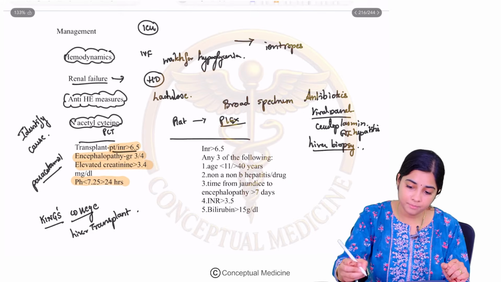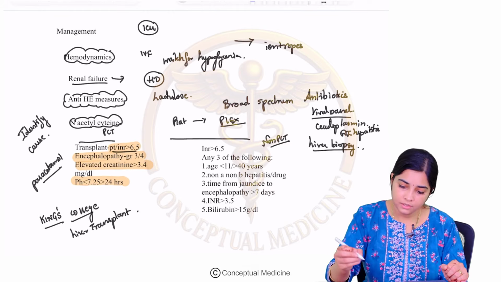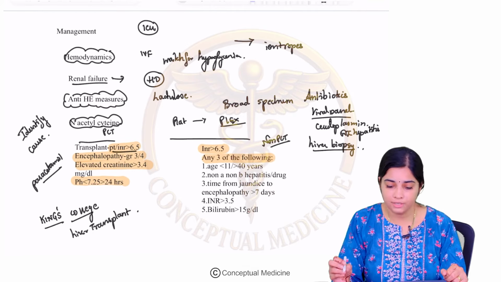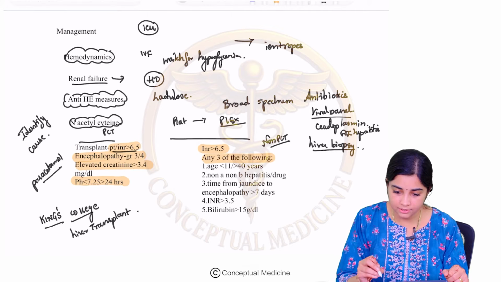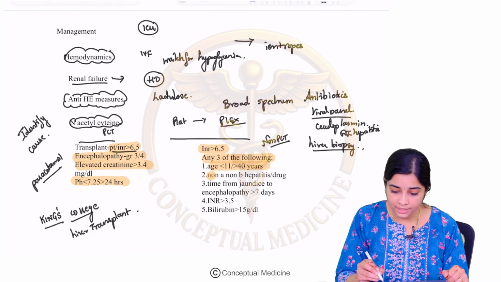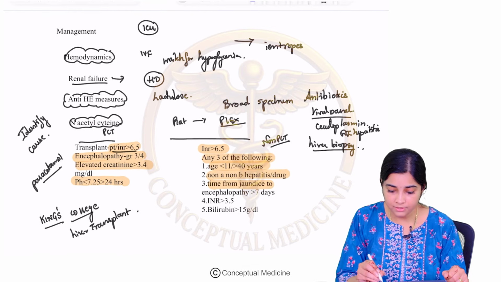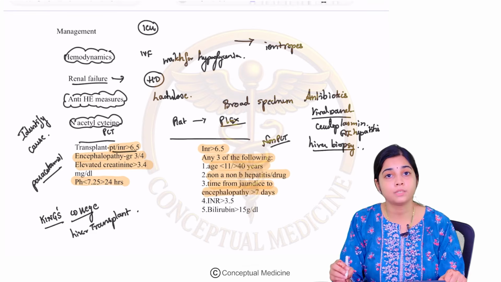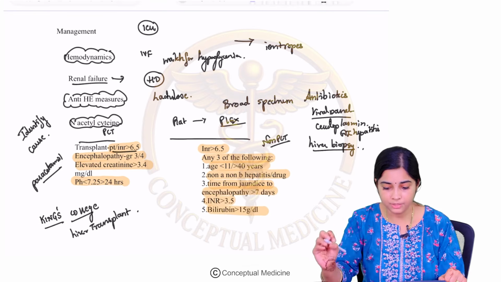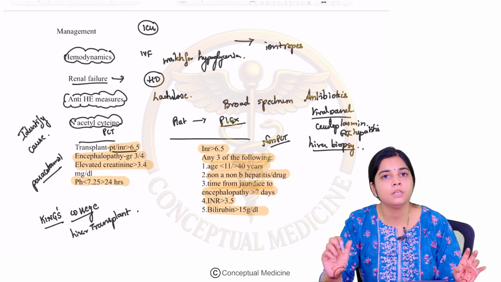In non-paracetamol cases, in non-PCT liver failure cases, if the INR is more than 6.5 and any three of the following are satisfied: age less than 11 years or more than 40 years, non-A, non-B hepatitis or drug-induced liver failure, time from jaundice to encephalopathy more than 7 days, INR more than 3.5 and bilirubin more than 15. If any three of the following are present, then you refer the patient for transplant.